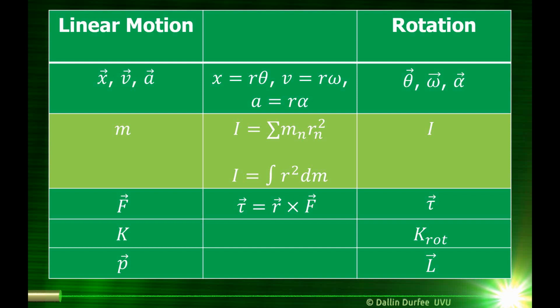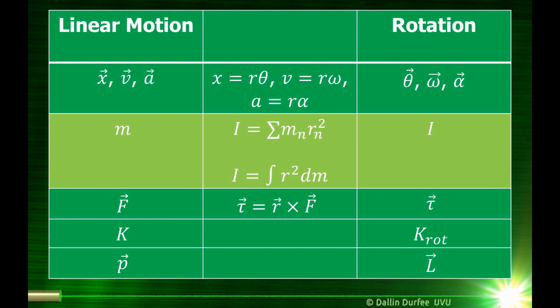We also talked about moment of inertia, I. And moment of inertia is analogous to mass for linear motion. We came up with equations. I gave you equations to calculate the moment of inertia. So for example, if we had discrete masses, we use this equation here where we just sum up each mass times the distance from the axis of rotation to that mass squared.